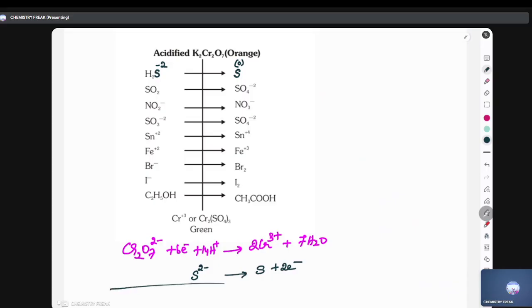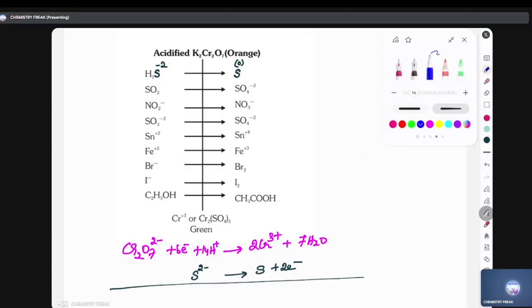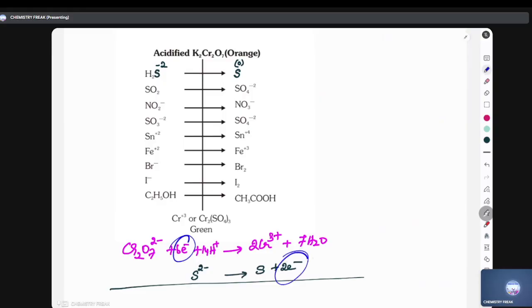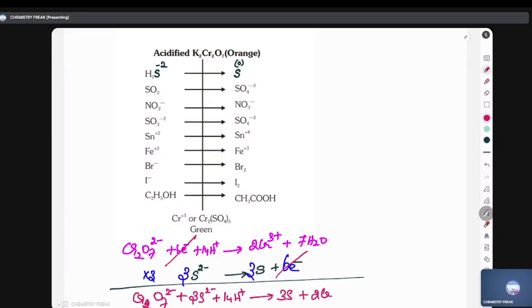Okay, super. If I add both, there must be an equal number of electrons: if there are 6 electrons here, there must be 6 here. So I multiply this equation by 3, and it will now become 6 electrons. Now if I add, the 6 and 6 get cancelled. So what is the final equation? Cr2O7 2 minus plus 3 sulfide plus 14 H plus gives 3 sulfur plus 2 chromium 3 plus plus 7H2O. This is the final balanced equation.